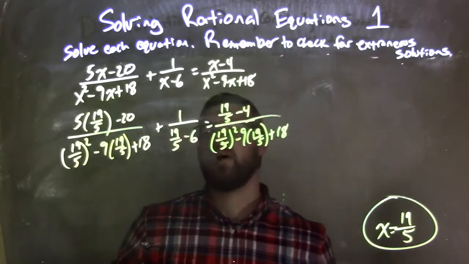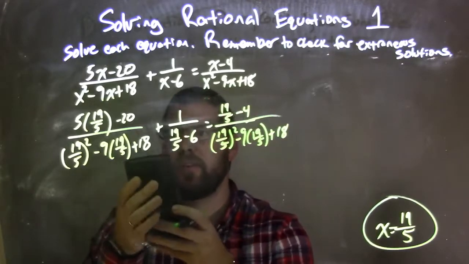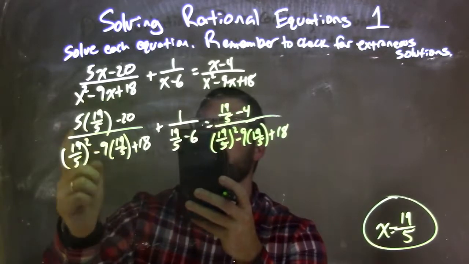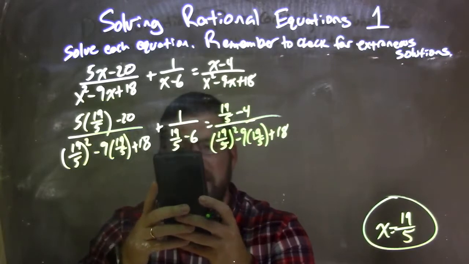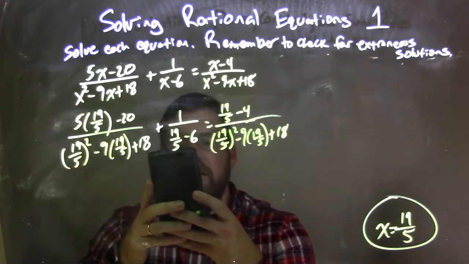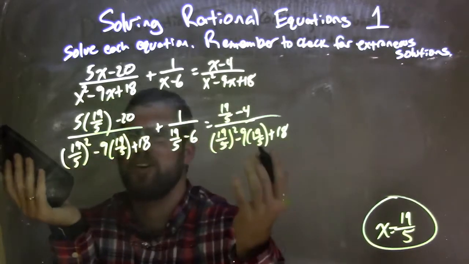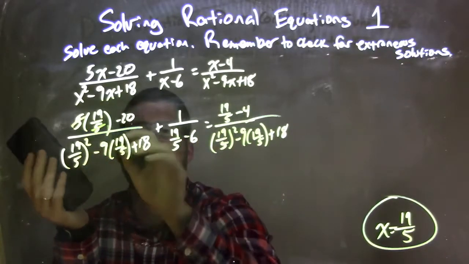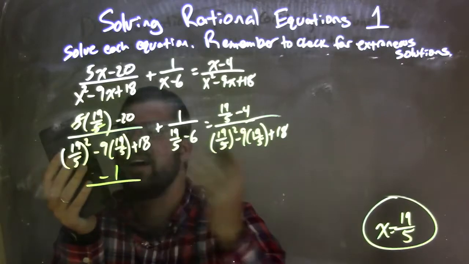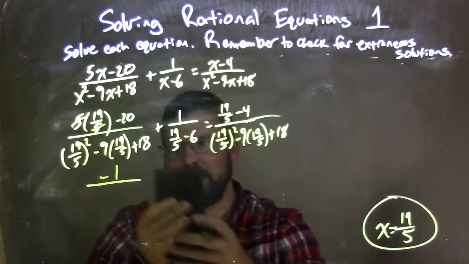Okay? So now I'm going to use my calculator. I'm going to simplify basically everything one step at a time, starting with the numerator here. So 5 times 19 divided by 5, subtracting 20 from that. Oh my gosh, I can't believe I used my calculator. The 5's cancel, give me 19, 19 minus 20 is negative 1. Okay? I just rushed too quickly to the calculator.